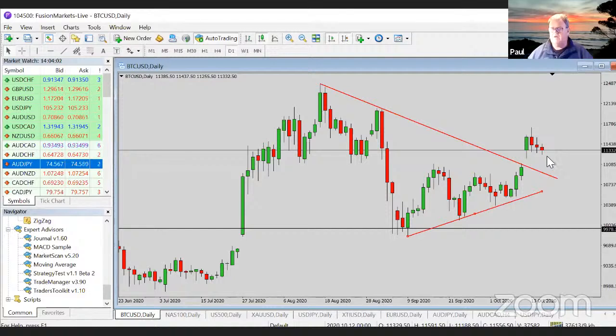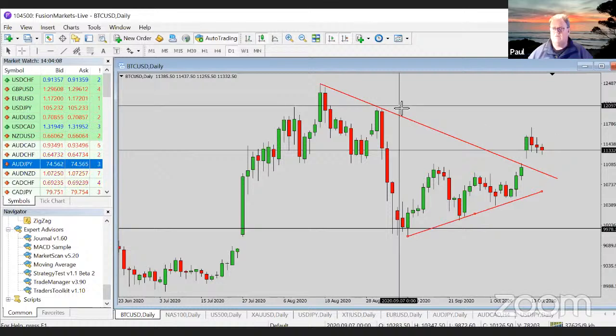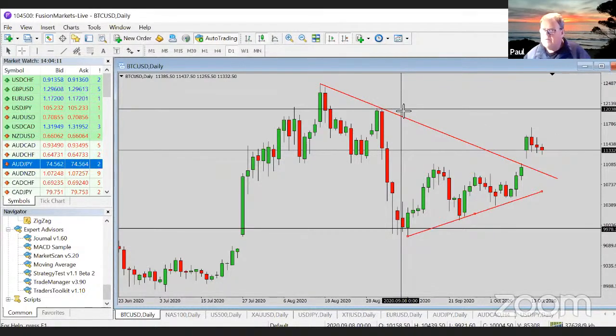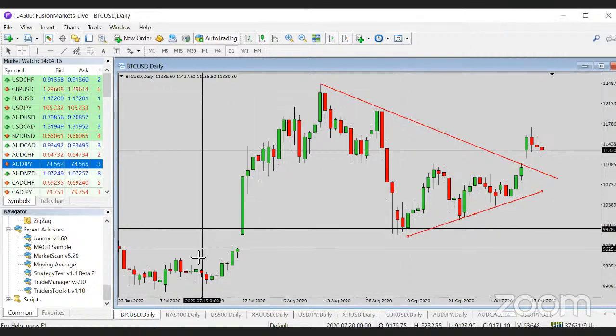A break below here would get me short, perhaps down to test the top of this triangle. And a break and close above this level would get me starting to look up towards the 12,038 level that comes in around here.